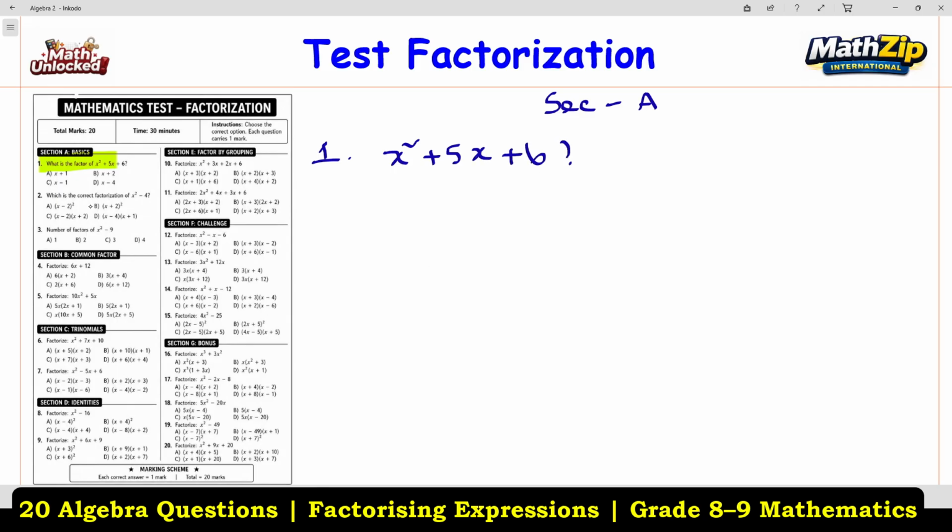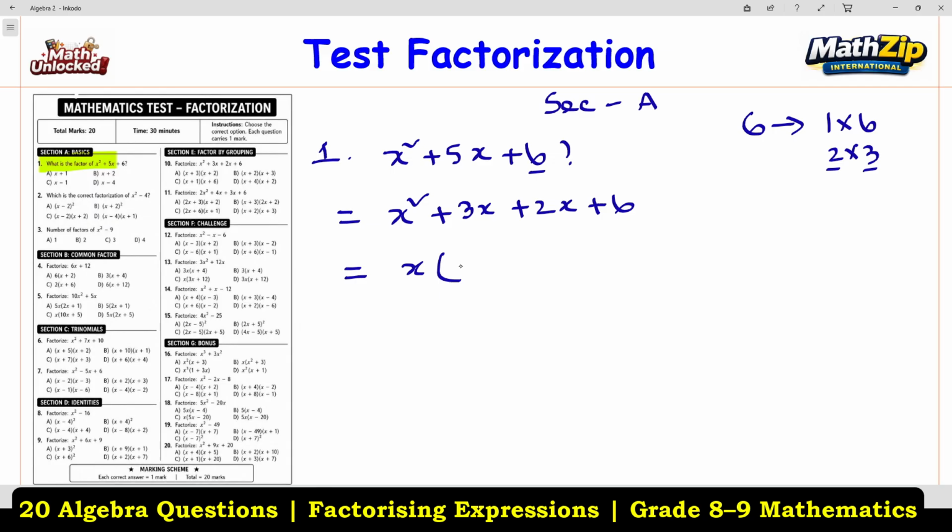Here are some options. We have to find the right one. Look, here is a constant 6. If we factorize this 6: 1 times 6, 2 times 3. Look, 2 times 3 is 6, and 2 plus 3 is 5. So we can write this as x² + 3x + 2x + 6. We can take common x, so we get x + 3, and from here we can take common 2, again x + 3. Finally, taking common x + 3, it will be x + 2.